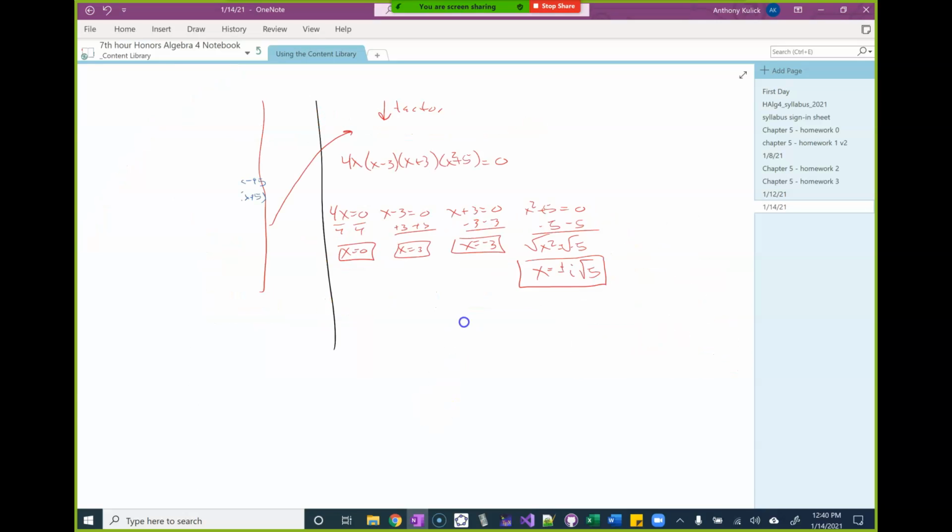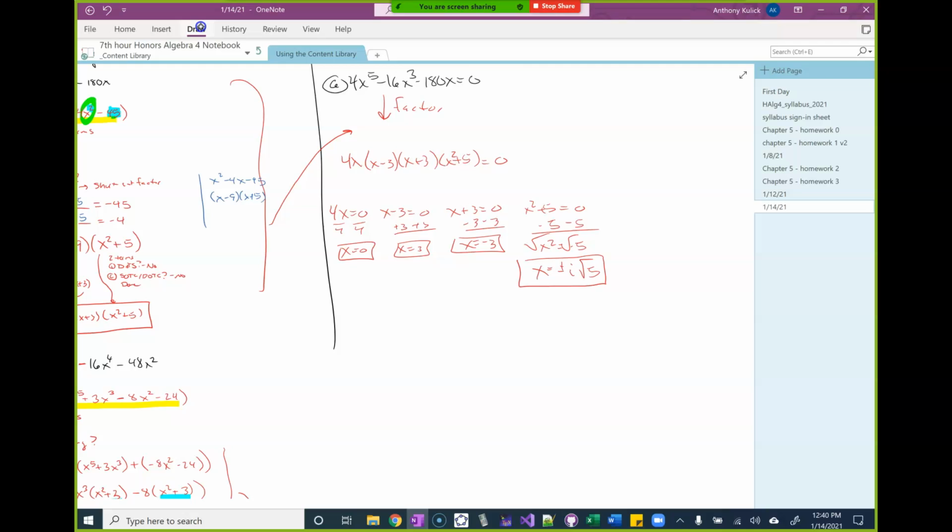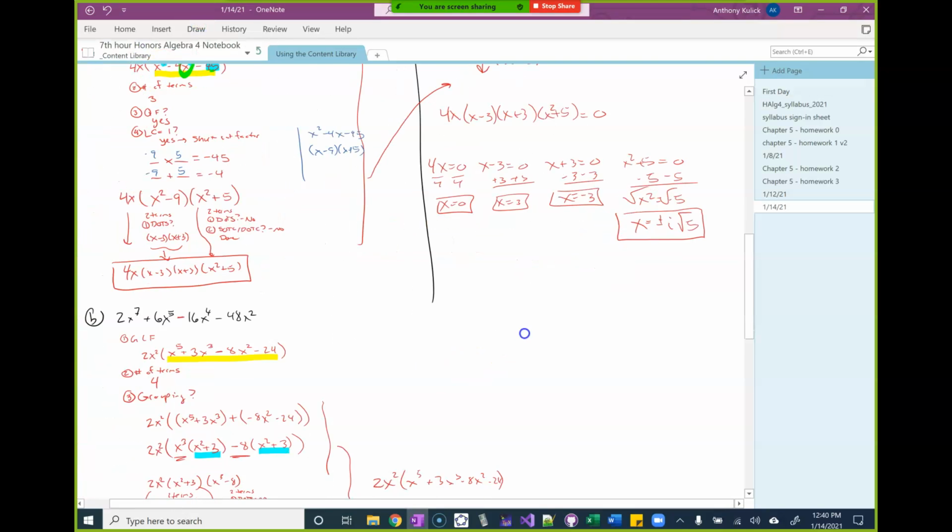Okay, let's do the next one as an example. So I'm going to zoom back out so I can see the problem.